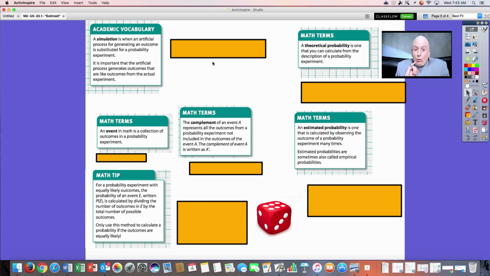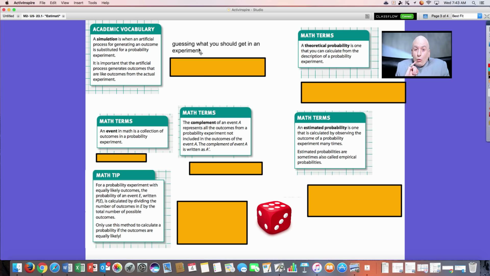All right, you got a little vocabulary page. I'm just going to clear it up. Some of these you know, and some of these you probably haven't gone over in a few weeks. A simulation. The book says artificial process for generating and so on. Here's a good definition for it: guessing what you should get in an experiment. Like when we were playing our card game or our dice game and I would roll 2 dice, we should have gotten 7s, 6s, 5s and 8s all the time, but we didn't, did we? In fact, in one class we got two 1s twice. Highly improbable, but that's what a simulation is. I'm just doing the experiment.